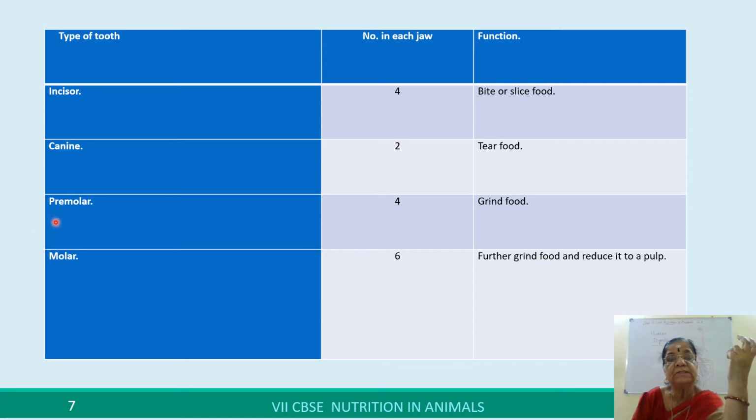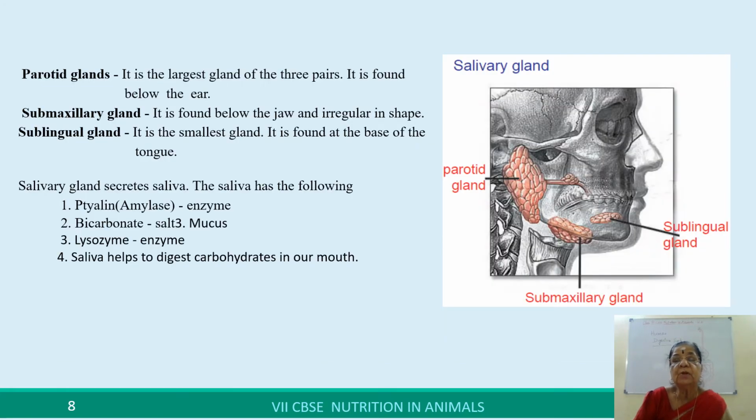Then premolars, four in number, are helpful in grinding the food. And molars, six in number, do further grinding of the food and reduce it to a pulp. And that pulp is what we call bolus. Right? Then this is about the function and number of teeth in the heterodont condition.